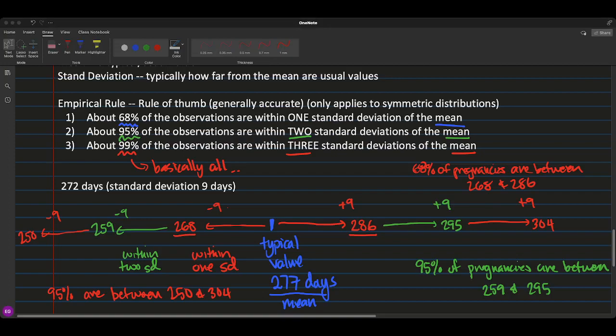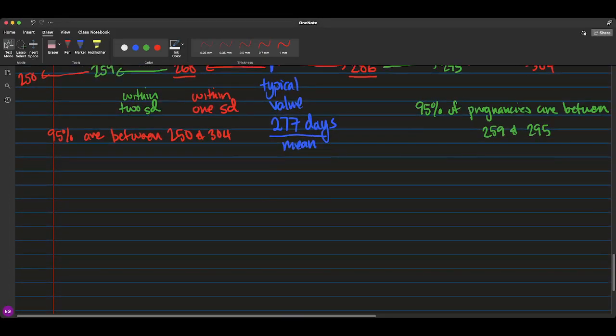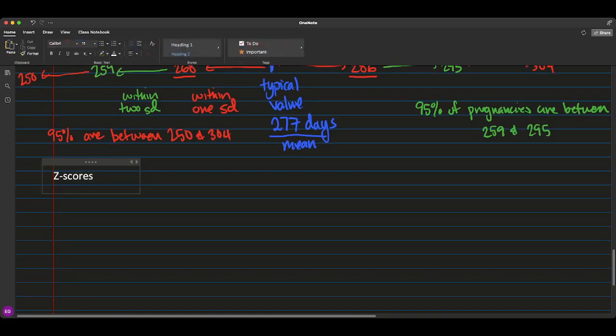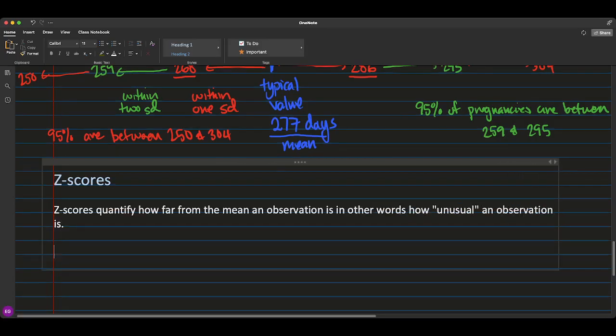Okay, now we're going to talk about a way to quantify how unusual an observation is. So this is something called z-scores. Okay, so what do z-scores do? Z-scores quantify how far from the mean an observation is. In other words, how unusual an observation is.